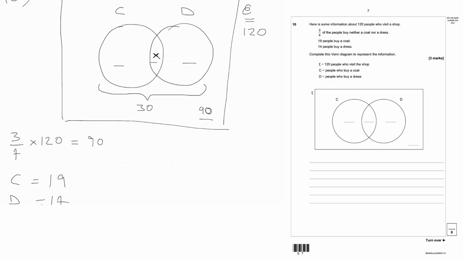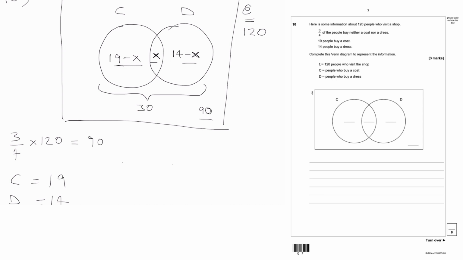And what this means is that for people who just bought coats, that number is going to be 19 minus this value X, because this is for people who just bought a coat. So it's 19 minus this value who bought both. Likewise for dresses, it's going to be 14, which is the total number of people who bought a dress, whether that was just a dress or a dress and a coat, minus the people who bought both.